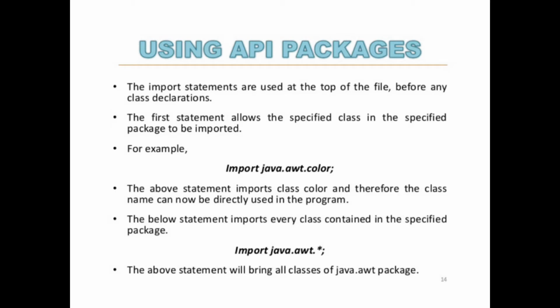Using Java API packages, import statements are used at the top of the file before any class declarations. The first statement allows the specified class in the specified package to be imported. For example, import java.awt.Color; The above statement imports the Java class Color and therefore the class name can now be used directly in the program. The below statement imports every class contained in the specified package. Import java.awt.*; The above statement will bring in all the classes of the java.awt package.